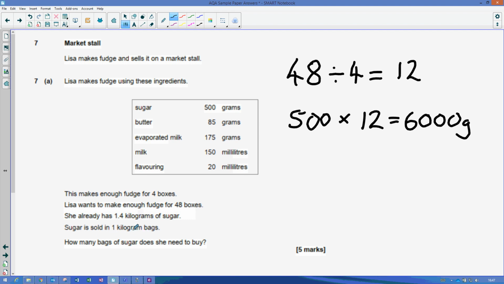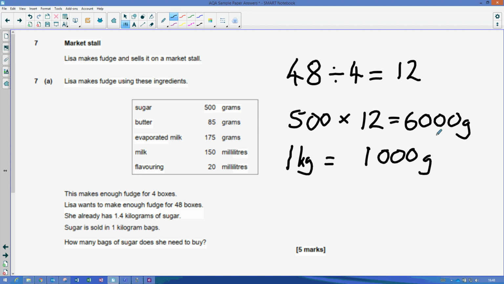The measurements here are in kilograms. I've got an answer in grams. So the next thing I want is to get my answer in kilograms. How do I do that? Well, you should know that 1 kilogram equals 1,000 grams. When you're doing a test paper, it's worth writing facts like this down. You might just get a mark even if you do something wrong later on.